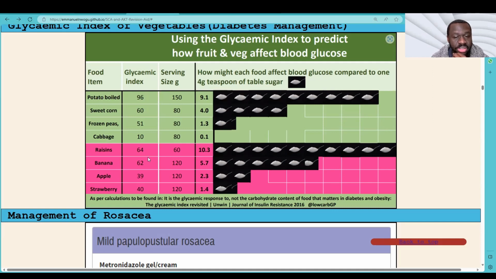Potato has a high glycemic index. Raisins, look at that. No wonder, raisins also have a very high glycemic index, so not really the best.